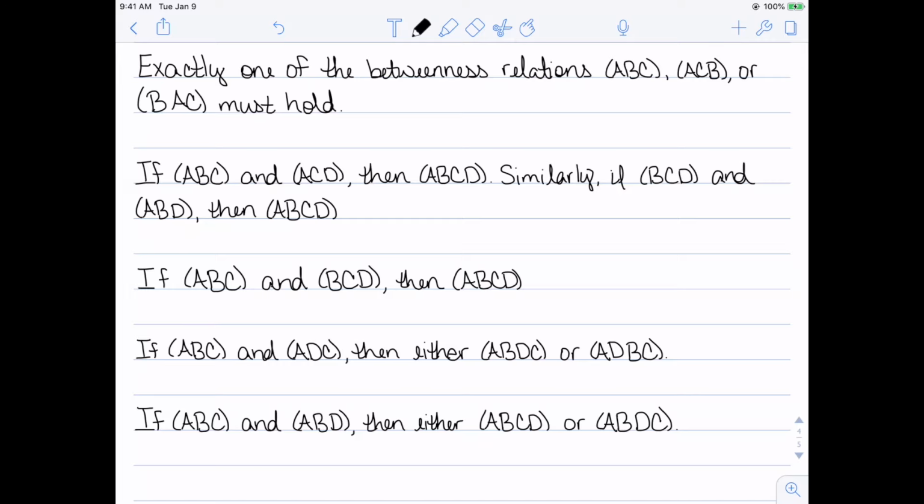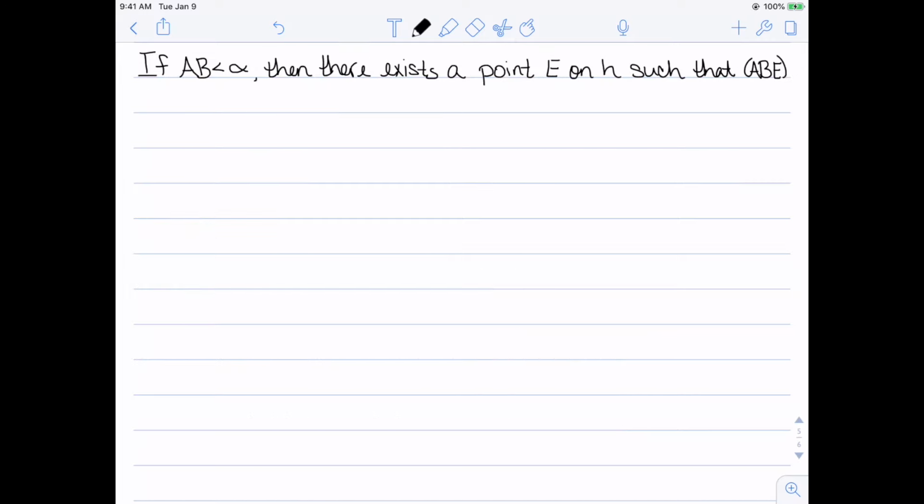Let's look at a couple more properties. My next property, if I know the distance between A and B is less than alpha, then there exists a point E on my ray H such that ABE. So essentially, if I know the distance between A and B is alpha, then I can always find another point further along my ray than B. There's always at least one point after B.